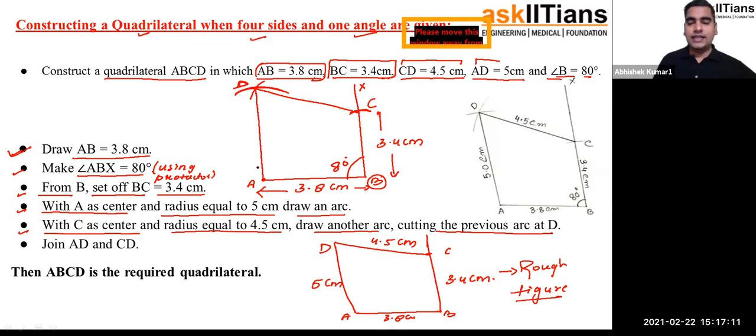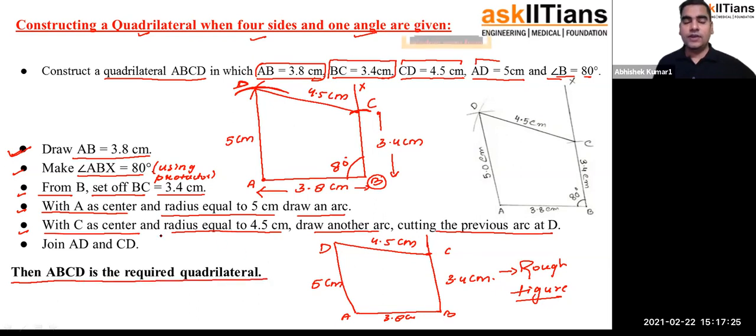Understood? Then this AD that you have got will be equal to 5 centimeter, and this CD will be equal to what? That will be equal to 4.5 centimeter, and this ABCD is your required quadrilateral in that situation. So these are the steps that you have to follow whenever they ask you to construct any quadrilateral in which you are provided four sides and any one angle of the given quadrilateral.